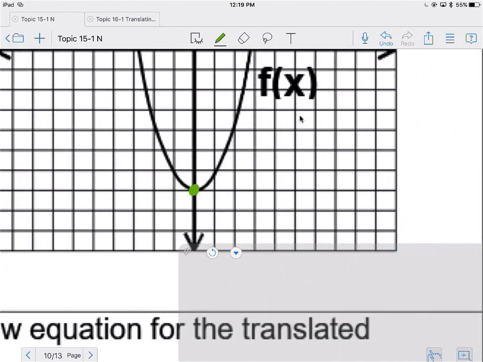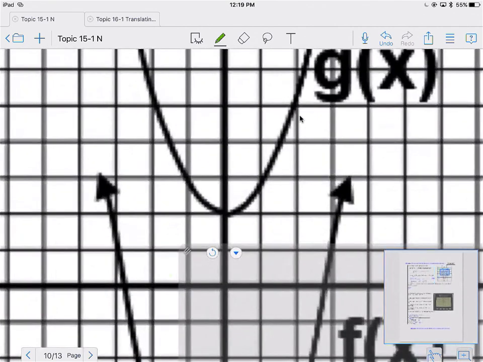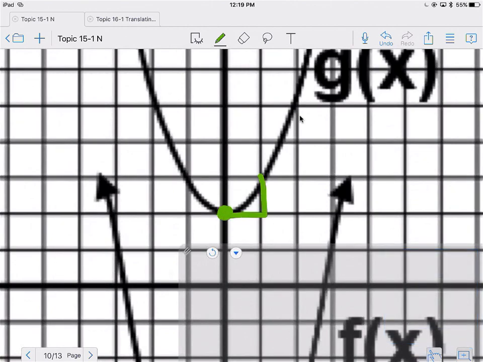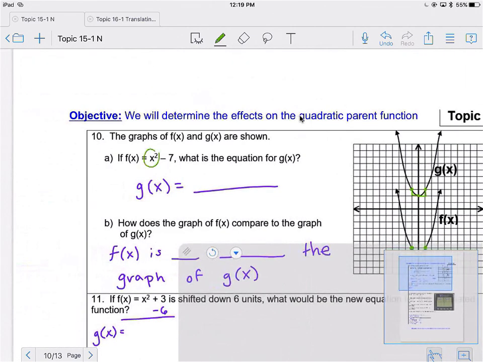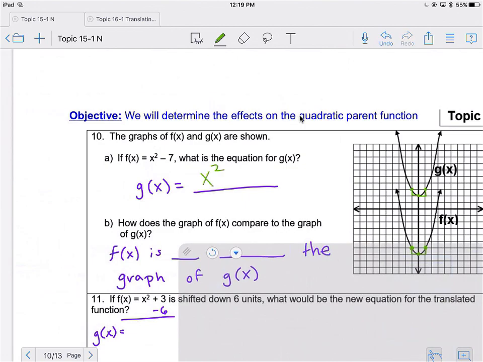I can start at my vertex, and if I go out 1, up 1, out 1, up 1, I have 3 points to base off of. If I try the same thing on G, I'm at my vertex, out 1, up 1, out 1, up 1. If these match, and we know there was no stretch or compress on F, then there is no stretch or compress on G. Which means the only thing happening with G is that it moved up from the vertex, it goes up 2. So every time you put a number behind the x squared, it is in reference to the vertex.